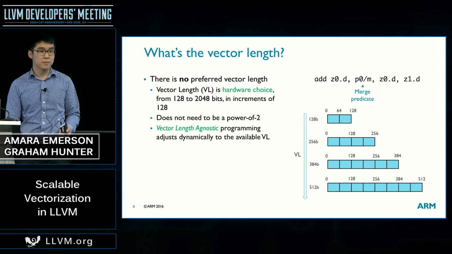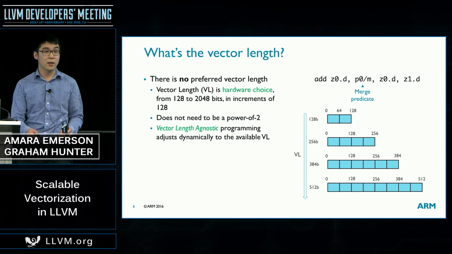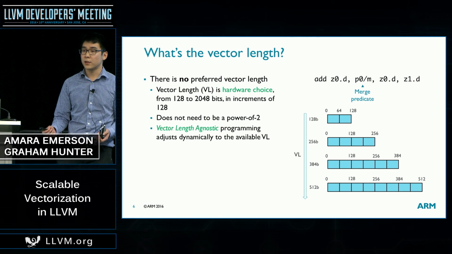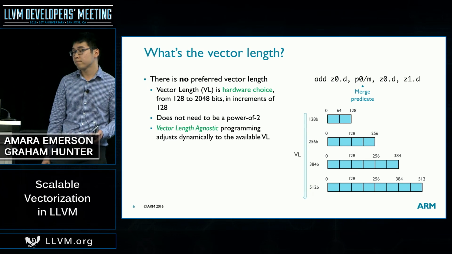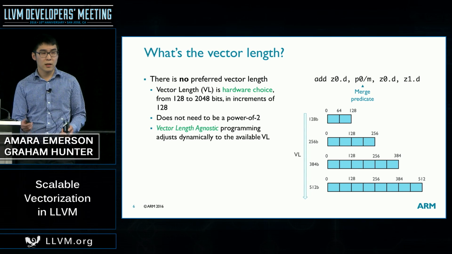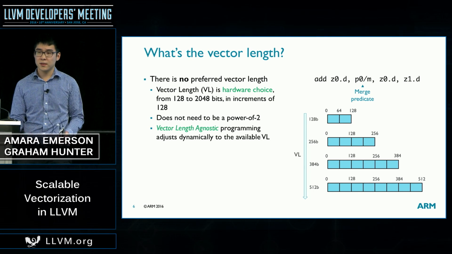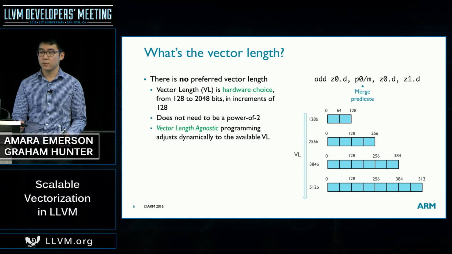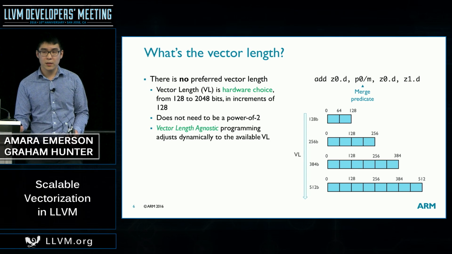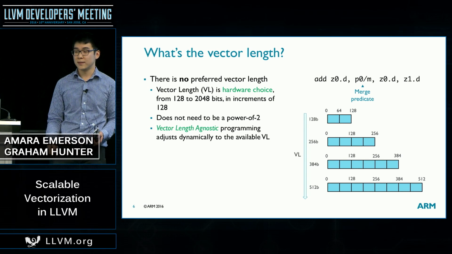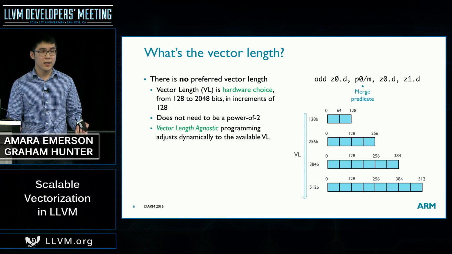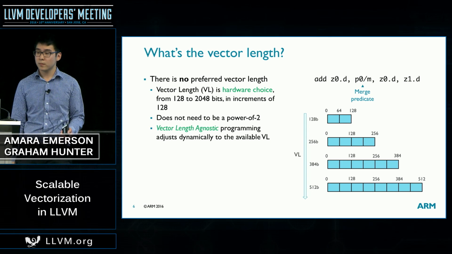P0 is our predicate register, and this controls which lanes are active and inactive. Our predicate registers contain 1 bit for each element in the vector counterpart. And the /m here signifies that the predication scheme we're using for this instruction is merging. And what merge predication means is that your instruction's inactive lanes retain their existing value. The other scheme we have is zeroing predication. And zeroing predication just means that your inactive lanes have 0 written to them.